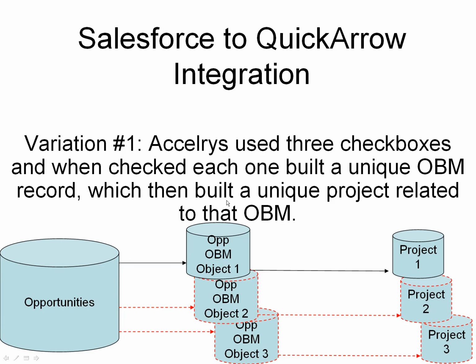The first variation was a company called Acceleris. They built three kind of send to QuickArrow checkboxes on the opportunity. And when each one was checked, it built a unique OBM record identified by the type that was identified by the checkbox. Then one of three OBM would be pushed over to QuickArrow, building 1, 2, or 3 projects based upon what they checked.